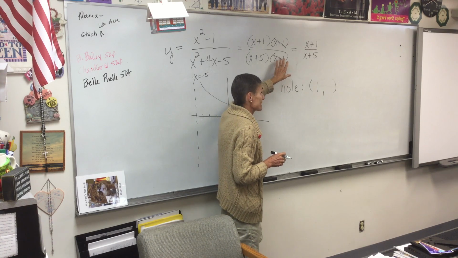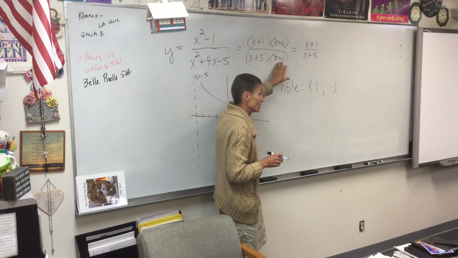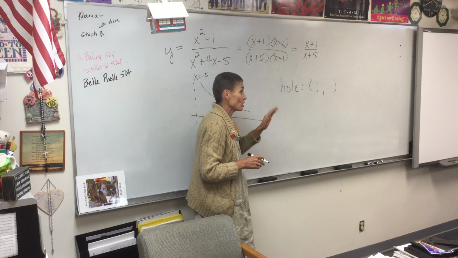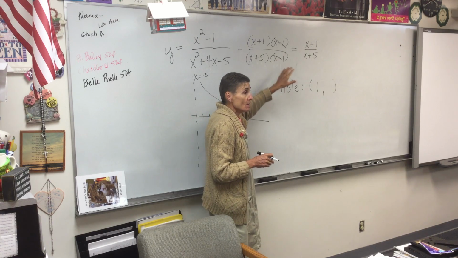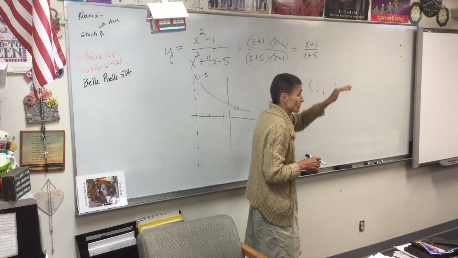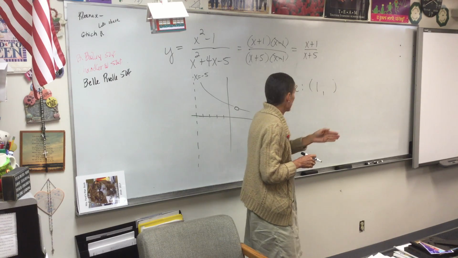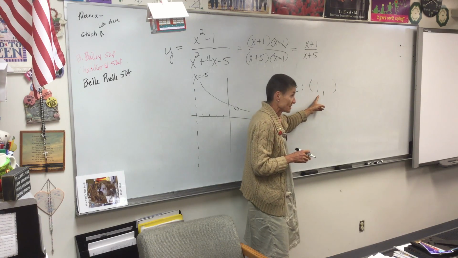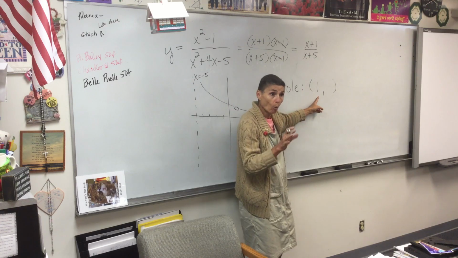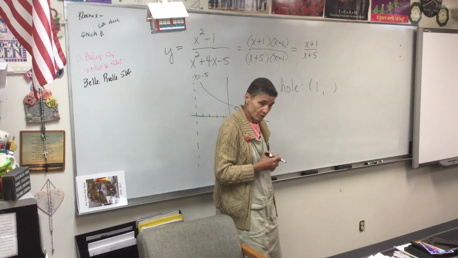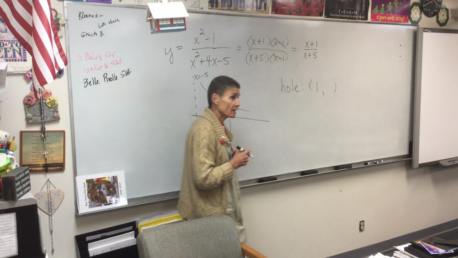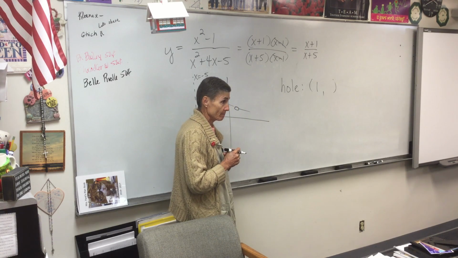If this hadn't canceled out, I would have an asymptote at 1. Would you agree with that, if that hadn't canceled out? As soon as it cancels, instead of having an asymptote there, you're going to have a hole at the same place. So I have a hole where x is 1. But now I need a y-coordinate.